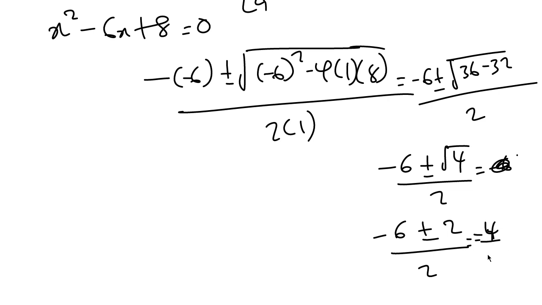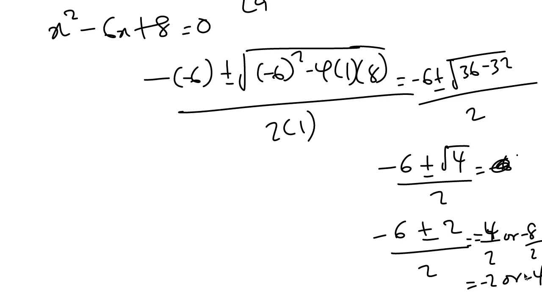It's going to be negative 4 over 2, or what? Negative 8 over 2, because negative 6 minus 2 is what? Negative 8. So negative 4 divided by 2 is negative 2, and negative 8 divided by 2 is negative 4. So you can see that the solutions to the equation are real, right? And another thing is that they are distinct.